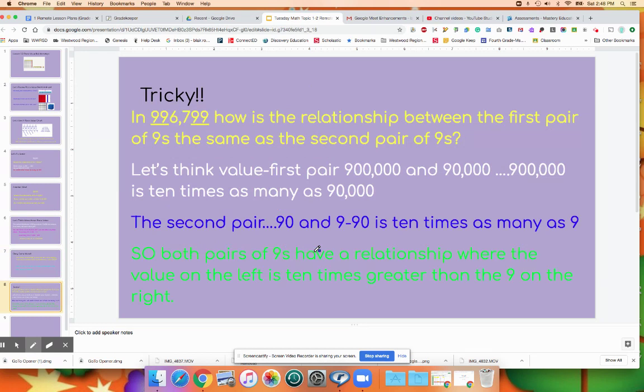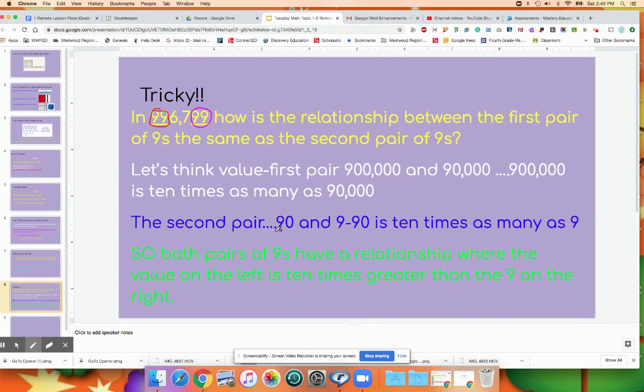All right. In 996,799, how is the relationship between the first pair of nines the same as the second pair of nines? Here's the first pair, and here's the second pair of nines. So the relationship between these two, well, that's 900,000 and 90,000, right? They're the same digit and they're next to each other in place value. So I know 900,000 is 10 times greater than 90,000.